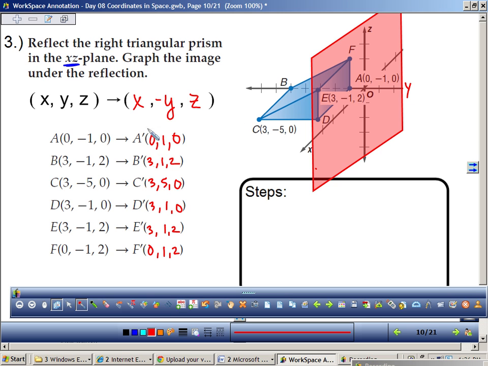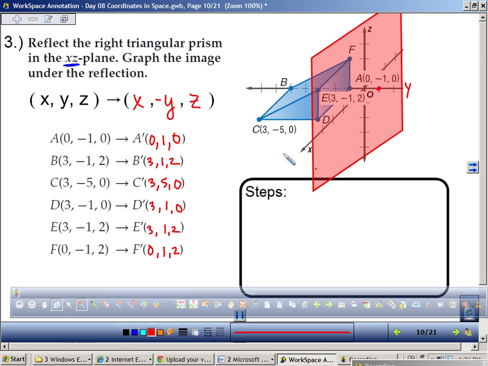Okay, so A prime. If A is right here, then A prime has to be on the other side. That one's not that hard. I can tell it's right there. 0, 1, 0. Perfect. That one's done. 3, 1, 2.